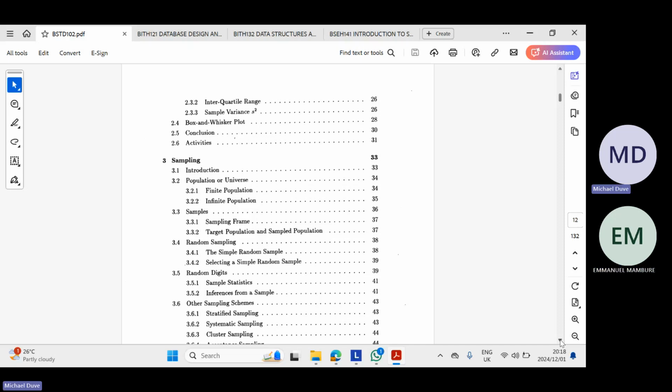So there are several reasons why we need to sample, right? The other thing is we need to have cost and time efficiency. Then we need to have increased accuracy. Then we also need to improve generalization. Then there's also types of sampling methods, right?